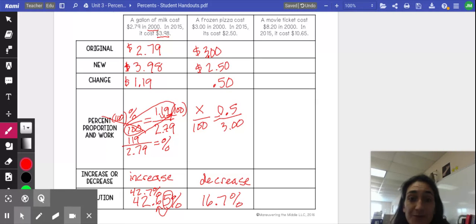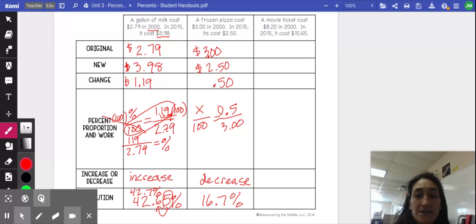Okay, so the frozen pizza, we'll see how correct you were. I wrote down the information. Again, the original cost was $3 to start with in 2000. The new price actually was a decrease, less expensive, at $2.50, which means $3 minus $2.50 equals 50 cents of a change. This time, instead of putting the percent symbol, I just put the variable x, which is what we were trying to solve for, over 100, and that's equal to 50 cents or 0.5 divided by $3.